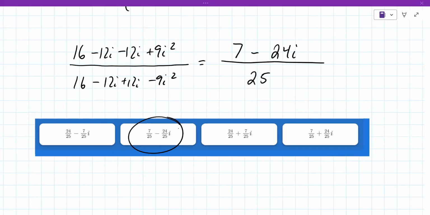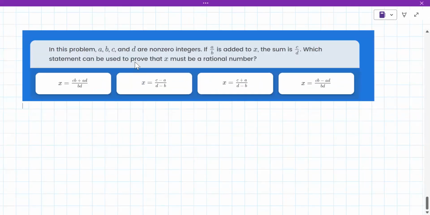Okay, so this is a new problem here. I think this is outside the scope of your course. Well, I take that back. I guess we can kind of set this up. A, B, C, and D are non-zero integers. If A over B is added to X, so X plus A over B, the sum is C over D.